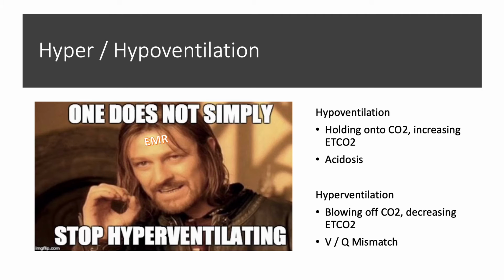So first we can talk about hypoventilation. When we ventilate too infrequently, we're going to hold on to carbon dioxide, increasing our end tidal CO2, which is going to lead to acidosis. And if we ventilate too quickly, too frequently, we're going to blow off too much carbon dioxide and decrease the end tidal CO2, which leads to what's called a VQ mismatch, where we're giving the patient everything they need to ventilate and oxygenate, but they're not in the right matching conditions, and it doesn't work as efficiently as it should.